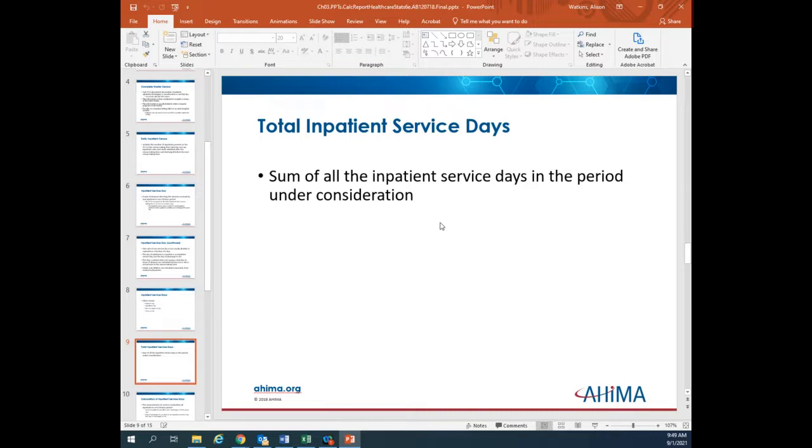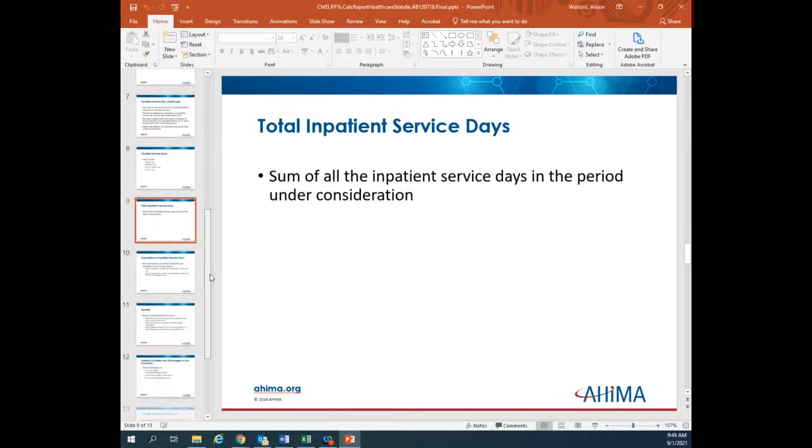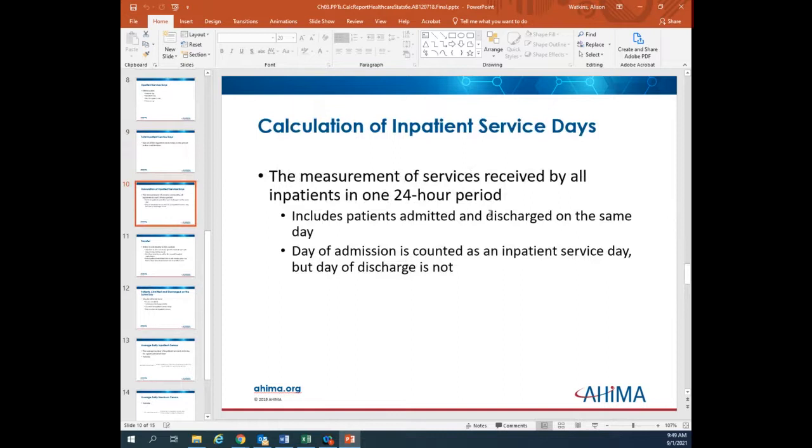All right, calculation of inpatient service days. Over on page 37, let's begin talking about this. This is a measurement of services received by all inpatients in one 24-hour period. This includes patients admitted and discharged on the same day because they receive services. Day of admission is counted as an inpatient service day, but day of discharge is not. You can't count both of those. You have to count one or the other. So be careful about that.